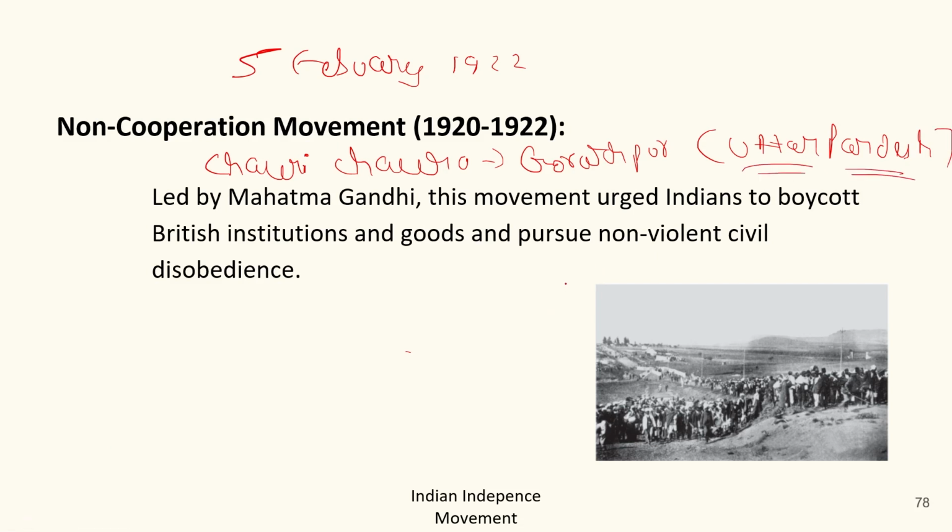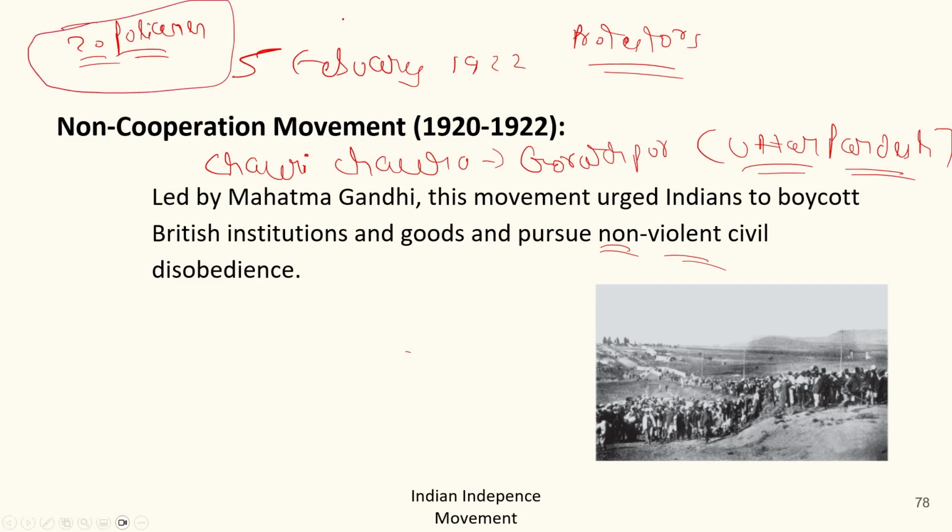The people were following the non-violence principle. They were only protesting, but around 20 policemen of the Chauri Chaura police station at Gorakhpur in Uttar Pradesh shot down several protesters who were protesting non-violently. In anger, the protesters burned the Chauri Chaura police station, in which 20 policemen were burned alive. This was a major event.